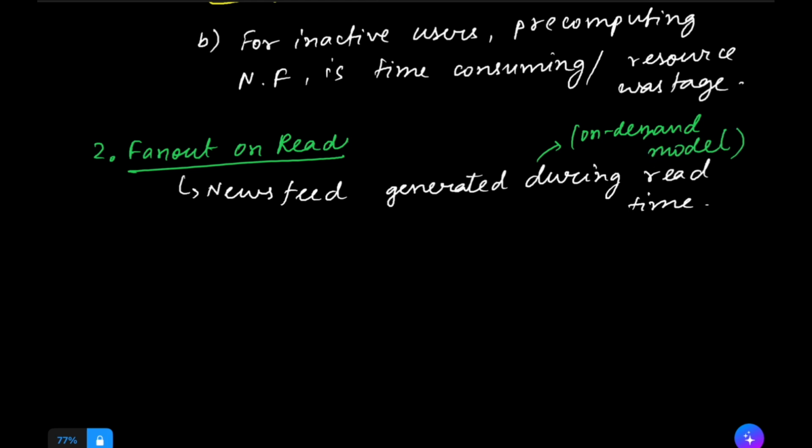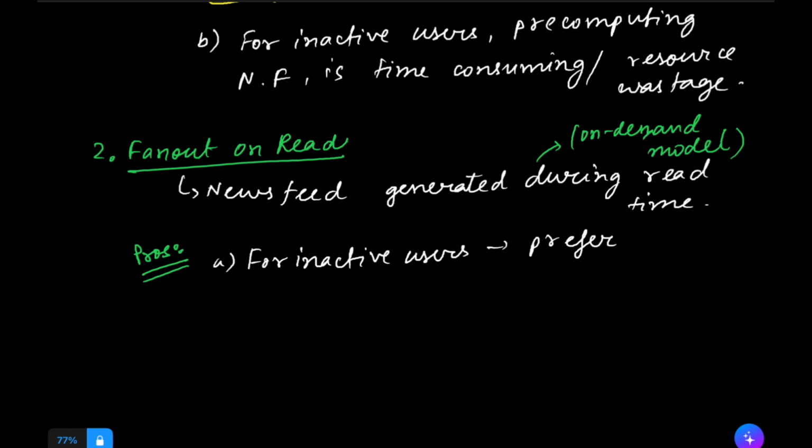So the major pros of this are, as we discussed for the hotkey problem also, for inactive users or rarely logging in users, fan out on read works better basically. So as you can see, for inactive users prefer fan out on read, and also the data is not pushed into the friends' feeds whenever a user posts something, so there is no hotkey problem.